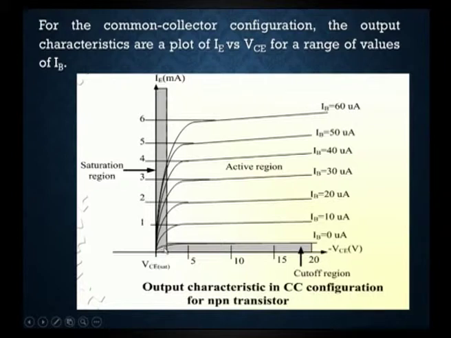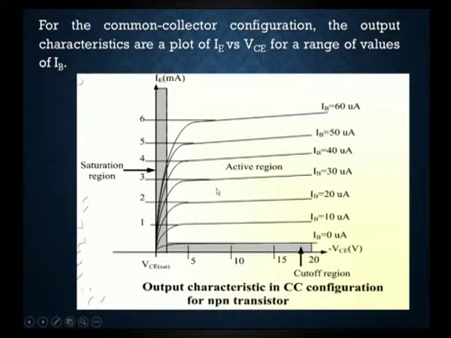Also, as VCE increases after saturation, when the emitter current reaches its maximum value, it retains a constant value even if we vary VCE for further values. The emitter current will be constant for different values of base current. This is what we can observe for common collector output characteristics.